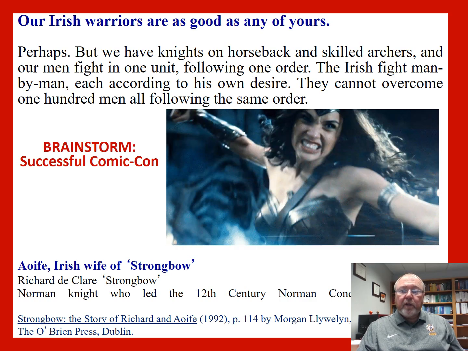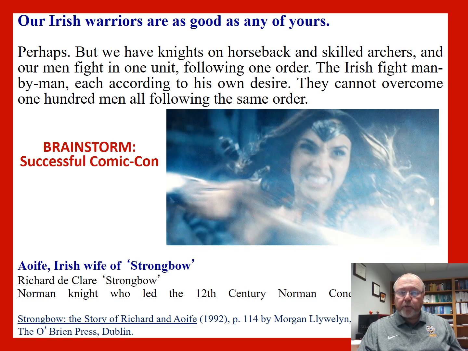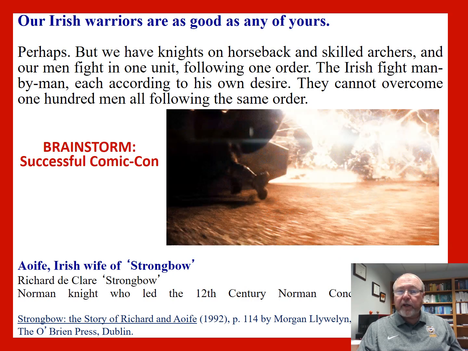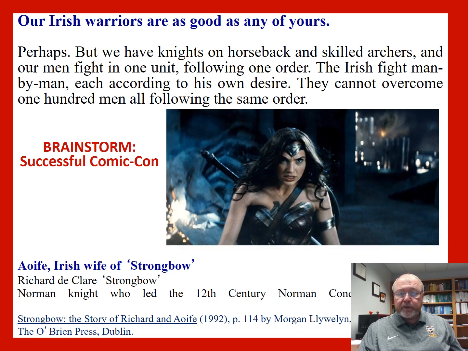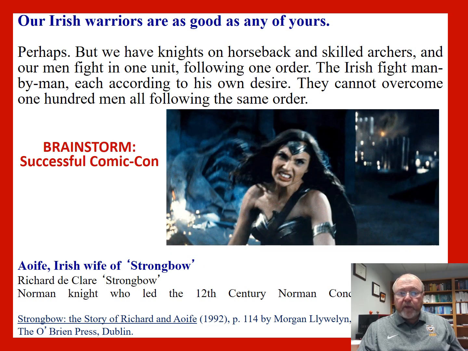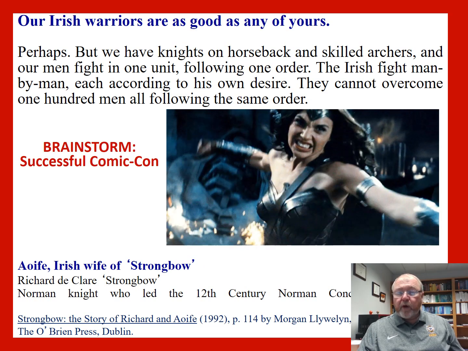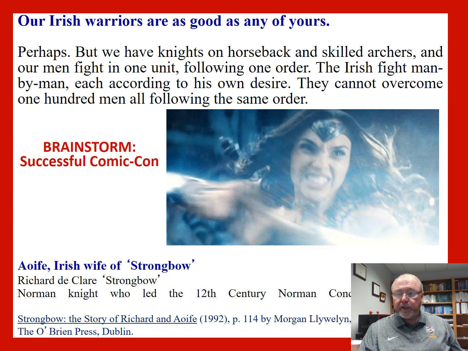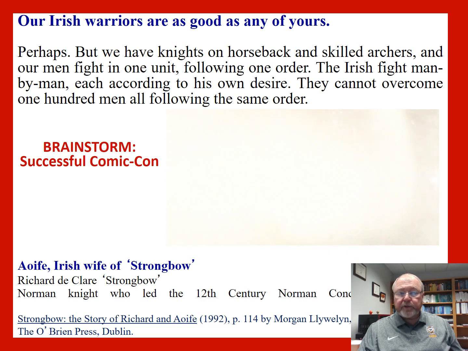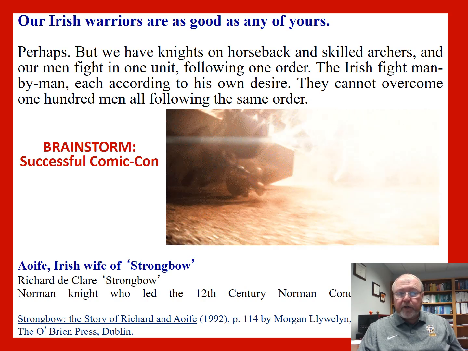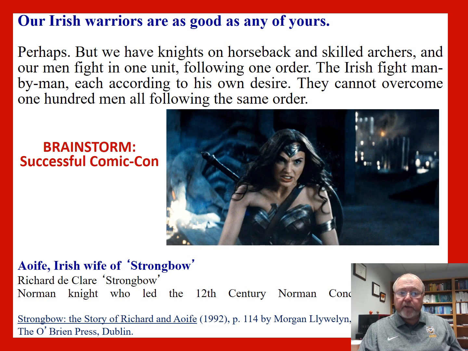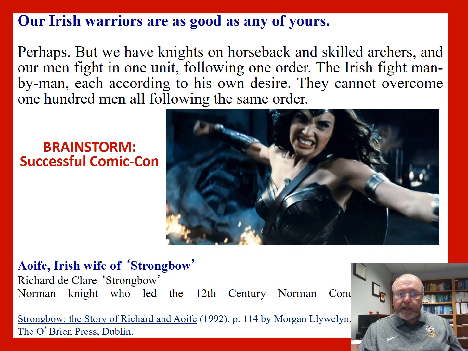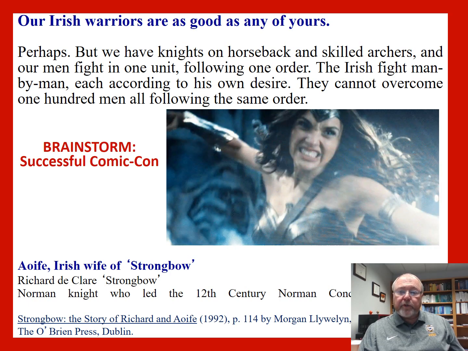"We have superior methods of transportation. We have superior weaponry and people who are more adept at using that weaponry. We have superior organization. We have unity of purpose. And in contrast, your people fight one by one, each according to their own desires. They don't have any unity of purpose. They don't have any superior organization. They don't necessarily have the same weaponry or the same modes of transportation. So it doesn't matter how many you have, they can't overcome 100 of ours because 100 of ours have all those advantages." At least that's the way I read what Richard de Clare had to say.